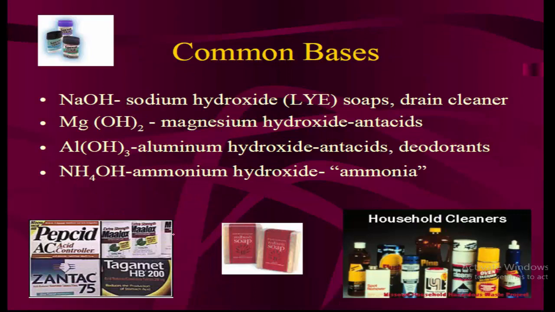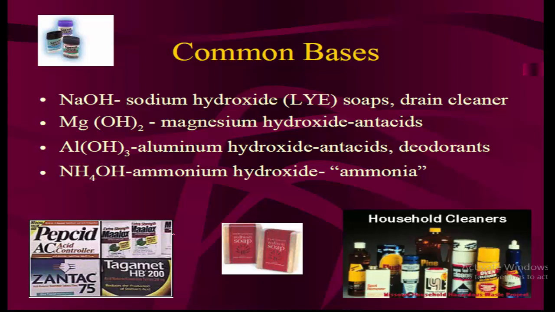Then some common bases. Those are sodium hydroxide, magnesium hydroxide, aluminum hydroxide, ammonium hydroxide. So where are they used? Sodium hydroxide is mainly used in the preparation of soaps and drain cleaners. And magnesium hydroxide is used as an antacid. That means it neutralizes the acid which is secreted in the stomach, which is usually known as acidity.